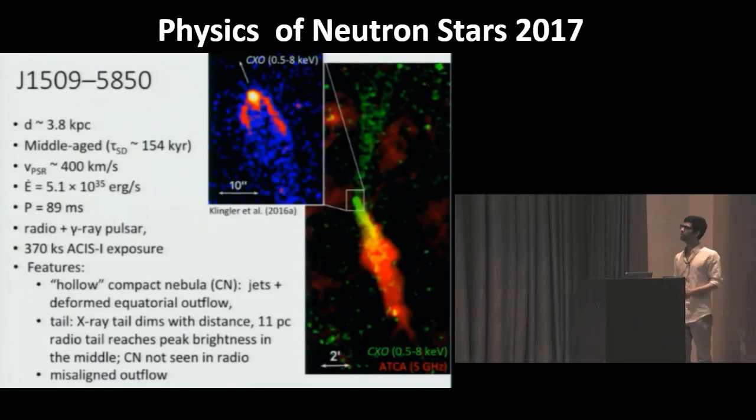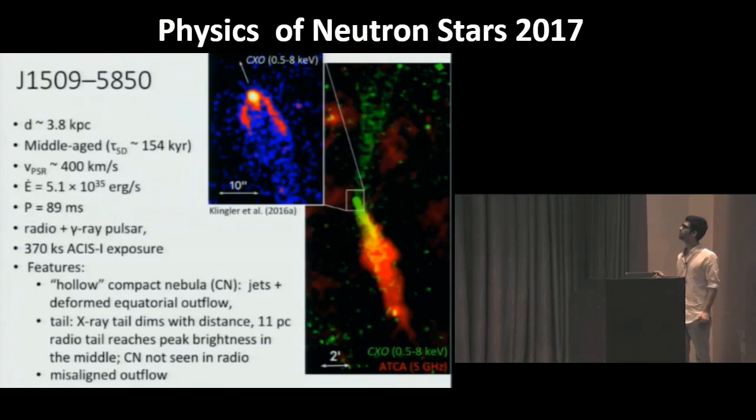It's seen in radio and gamma rays, and this long 370 ks ACIS exposure reveals its highly collimated X-ray tail, but it also reveals this long structure ahead of the pulsar's direction of motion. It kind of looks like a headlight. It's one of the examples of a misaligned outflow.